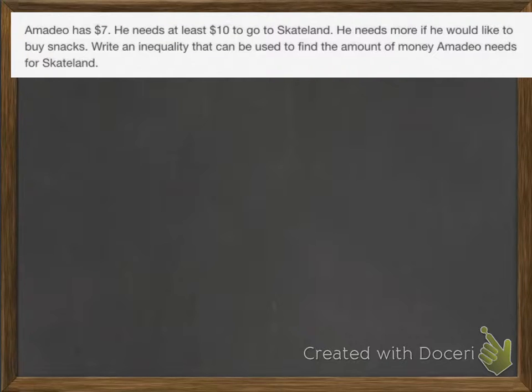Because we're using RUBRIES, of course, we're going to read it twice. So, Amadeo has $7. He needs at least $10 to go to Skateland. He needs more if he would like to buy snacks. Write an inequality that can be used to find the amount of money Amadeo still needs for Skateland.